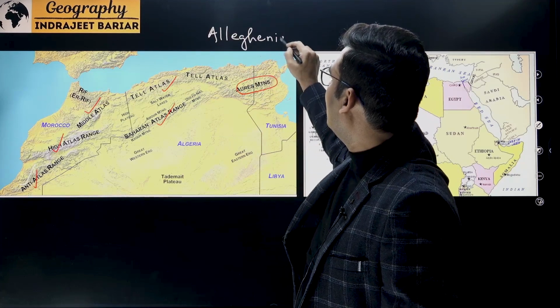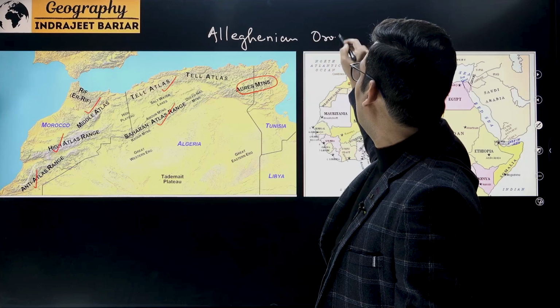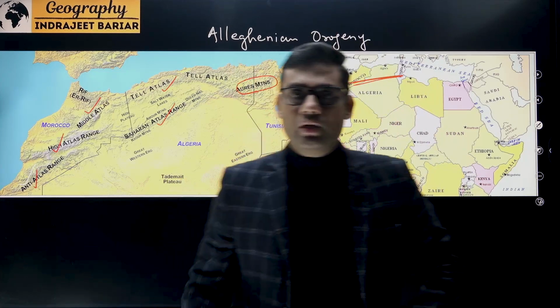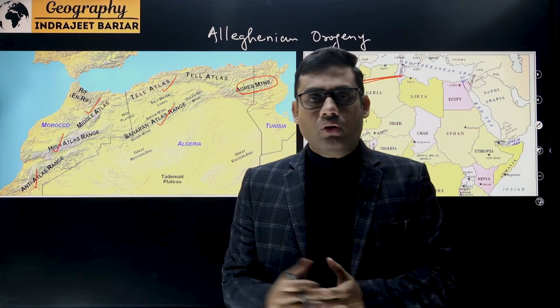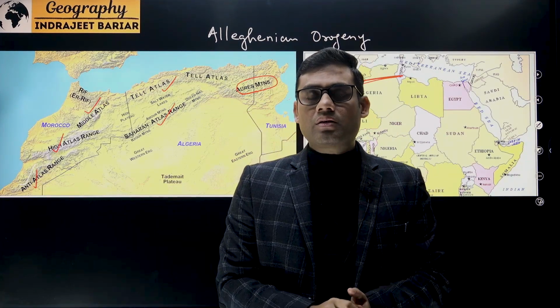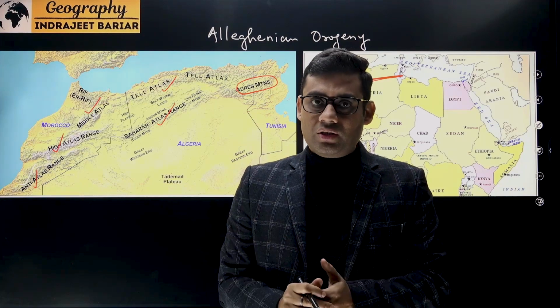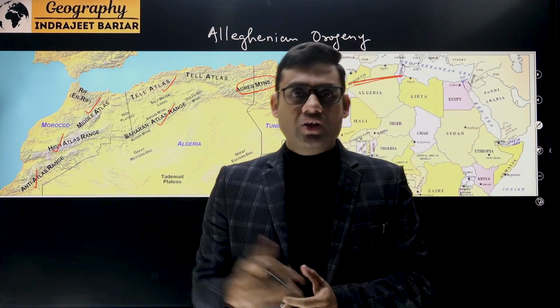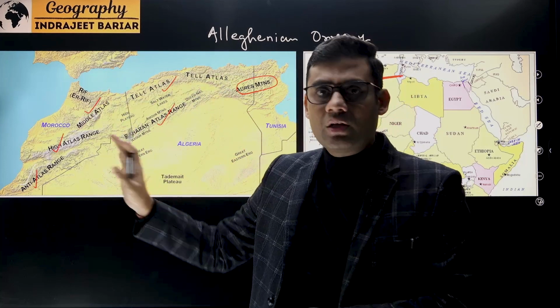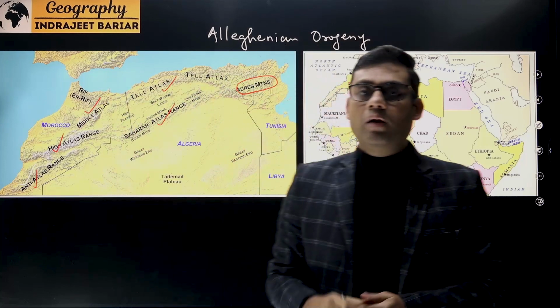Alleghenian orogeny. So Alleghenian orogeny is the period which is attributed to the formation of Appalachians, which means Anti-Atlas are as old as Appalachians and were formed in pre-Pangea period. On the other hand, rest of the Atlas Mountain range was formed during the Alpine orogeny.